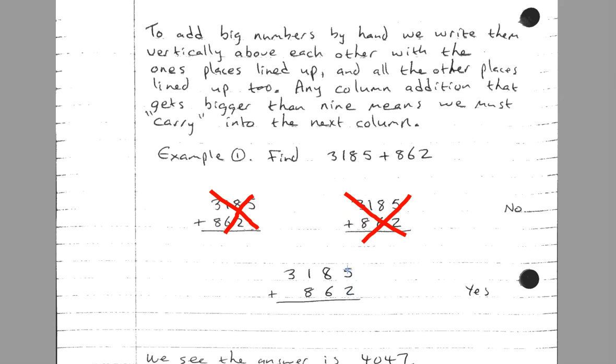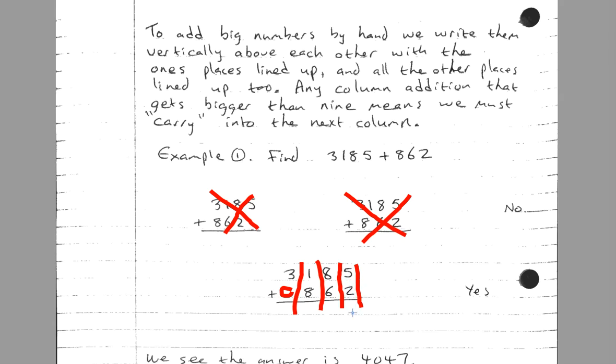So we've got the ones here, so 5 lined up with the 2, 8 and 6, 1 and 8. There are no thousands here on the bottom, but if you wanted to, you could include a 0. Alright, so this is set up to add. Okay, and this is easy.